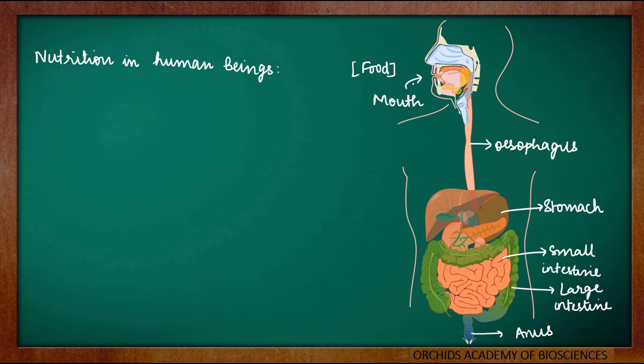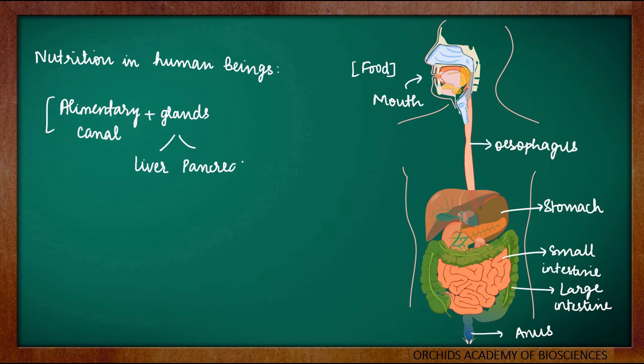And this forms a passage or the canal for the food to pass. And this passage or canal through which the food passes is called as the alimentary canal in human beings. This alimentary canal will also be receiving certain secretions from certain glands in our body, and the glands here will be liver and pancreas. So food will not be passing through liver and pancreas, but liver and pancreas will be adding on their secretions to the food which passes through the alimentary canal.